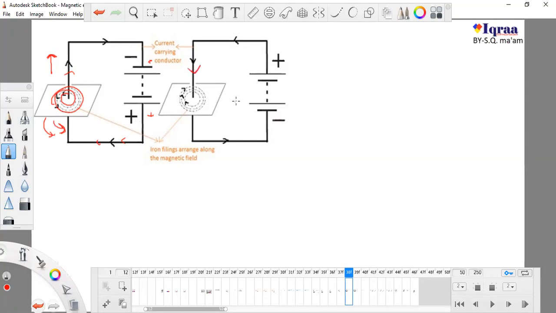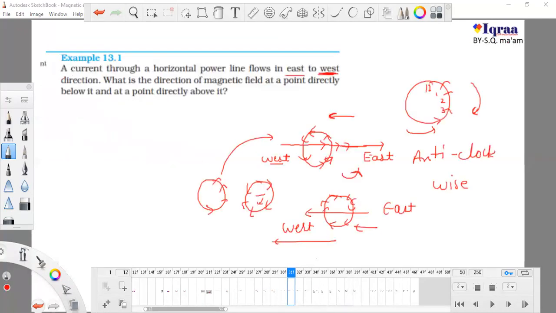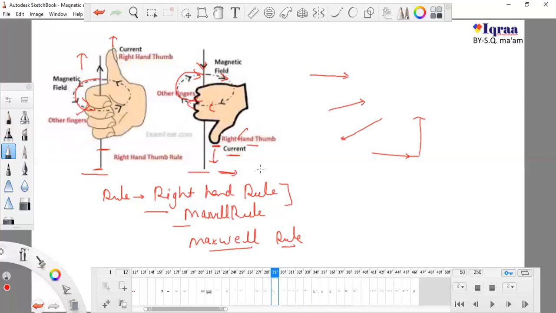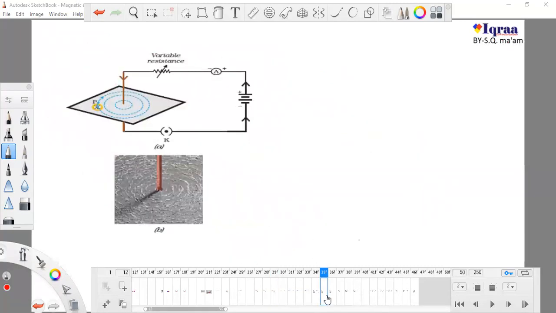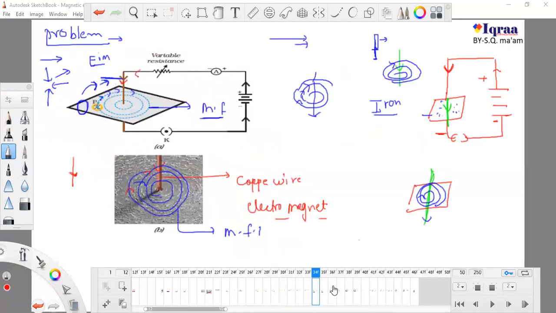Please don't write in your exam books that I have used a pen to do this. You have to write that I used this rule, I'm very perfect at this. Never write that I used a pen to find out the direction of magnetic field lines, either this direction or this direction. Just write that I have used the Maxwell rule or right hand thumb rule, and I'm very expert in this, and I can assure the direction of magnetic field lines. So one thing is sure about this.